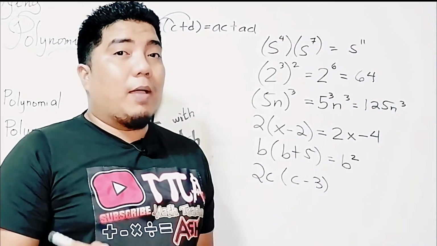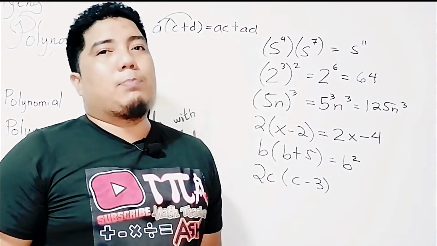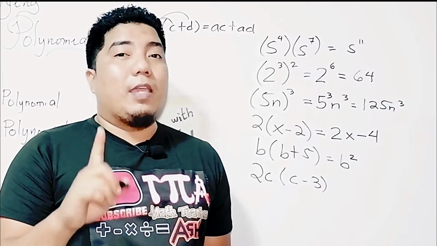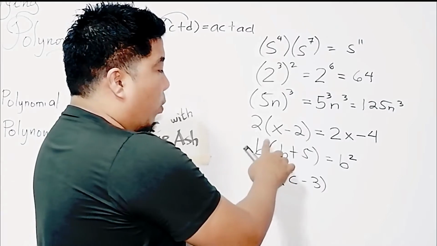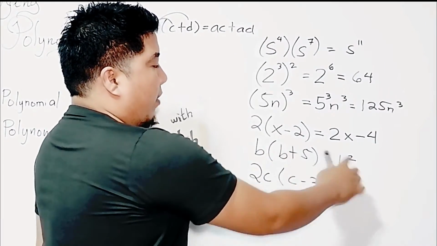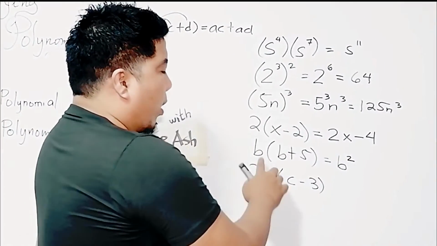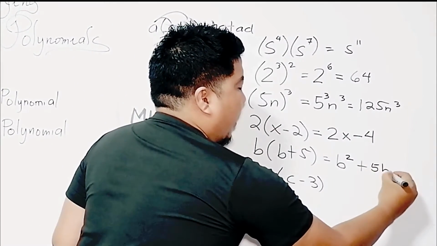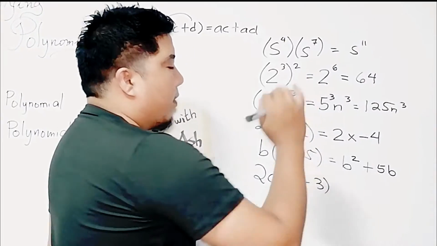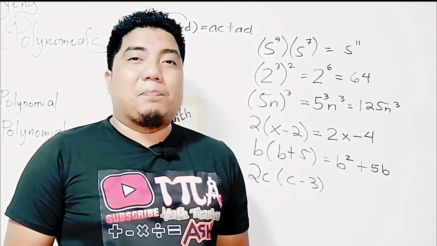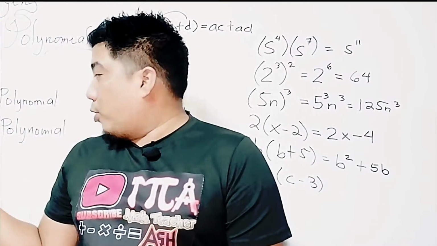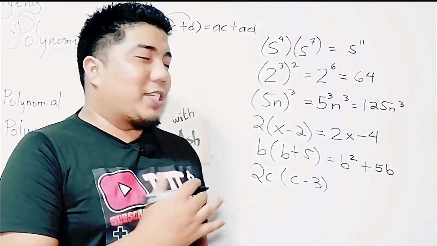Now, if you see a variable without a visible exponent, then the exponent of that variable is automatically 1. Okay? So there is a 1 here and there is also a 1 here, giving you 2. Now, b times 5, and that will be 5b. Since this is positive, you just copy the plus sign. Easy, right? Now, let us go to our last example for the monomial to polynomial exercises.